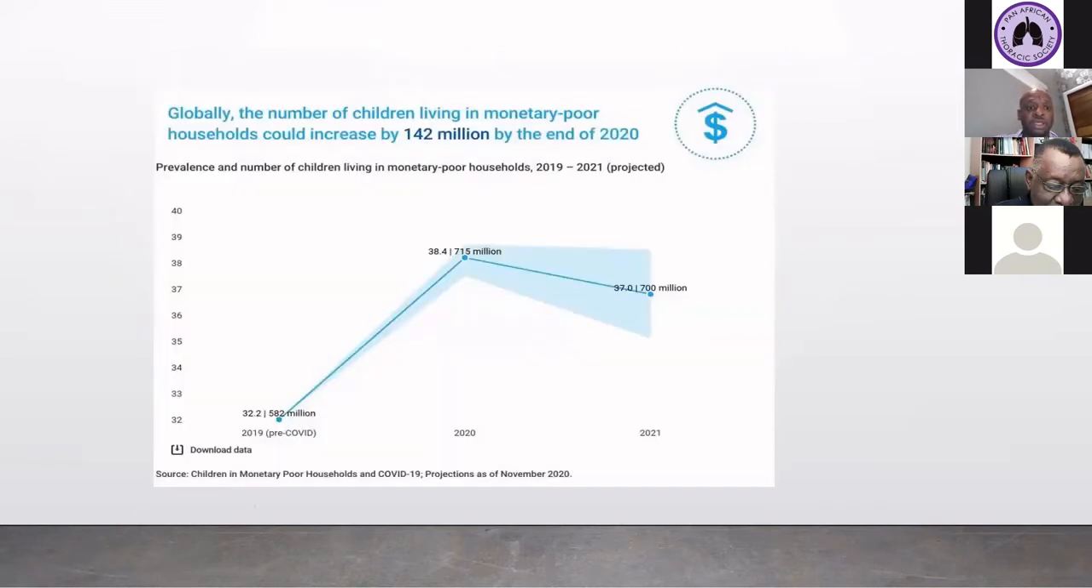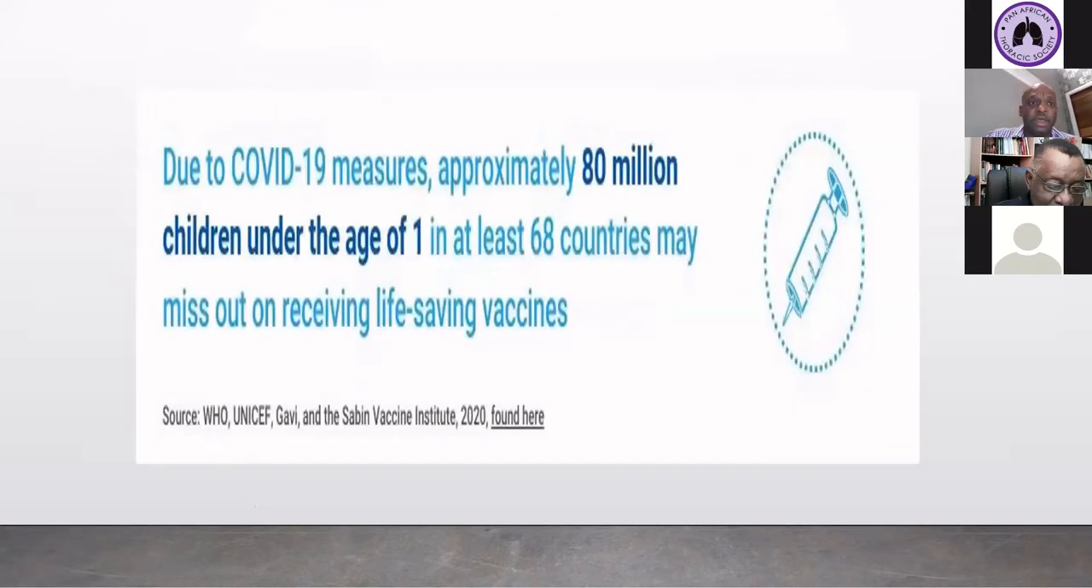So if you look at this cartoon and look at 2019 pre-COVID and 2020 with COVID, it's been reported that globally, the number of children living in monetary poor households could increase by 142 million, which is scary. As well, due to COVID-19 measures, approximately 80 million children under the age of 1 in at least 68 countries may miss out on receiving life-saving vaccines. And one of them is the vaccine that prevents pneumonia.